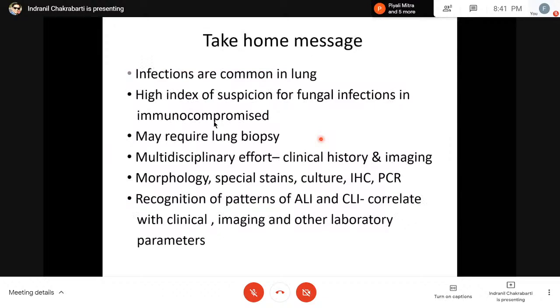Infections of the lung are common. One should have a high index of suspicion for fungal infections among the immunocompromised. They may require lung biopsies, and the effort should always be multidisciplinary. Awareness about morphology, special stains, culture, IHC and PCR are helpful in diagnosis. Recognition of patterns of acute and chronic lung injury is very important, and it should be coordinated with clinical, imaging and other laboratory parameters.